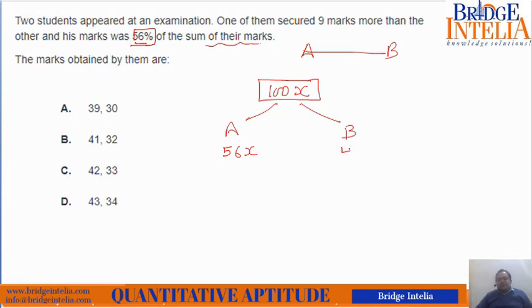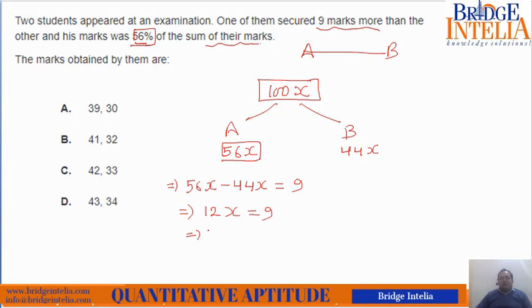So B scored 44x. Now what is being given? The difference. One of them secured 9 marks more. So 9 marks more, so this guy scored more. So you can say 56x minus 44x is equal to 9. So from here you can see that 12x is equal to 9, or x is equal to 9 by 12. So that is equal to 3 upon 4.